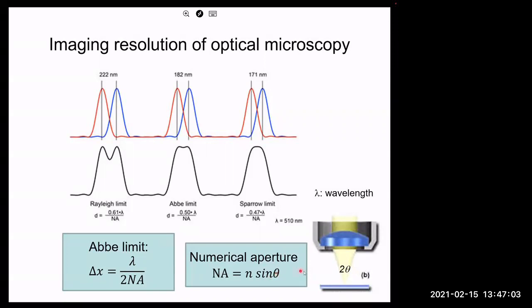You can imagine, how large can theta be? The angle can reach 180 degrees. That is a theoretical limit if you only look at the system from one side. So sine 90 degrees will be 1. And assuming the index of refraction is 1, then you can see the limit is lambda over 2. So if you look at the system with a wavelength of 1 micron, then the resolution will be limited to half a micron.